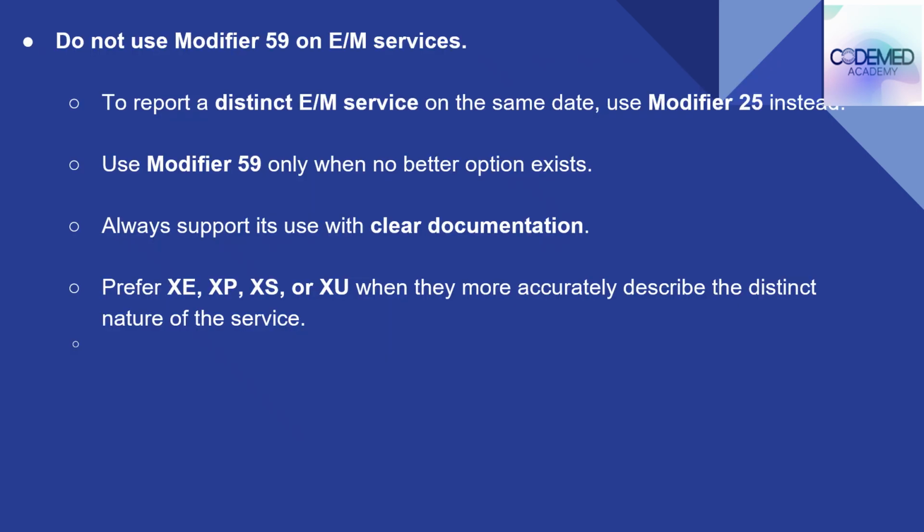So when not to use modifier 59? To report a distinct A&M service on the same date, we use a modifier 25, but never 59. Use modifier 59 only when no better option exists. Always use it with clear documentation. Prefer XE, XP, XS or XU when they more accurately describe the distinct nature of the service.